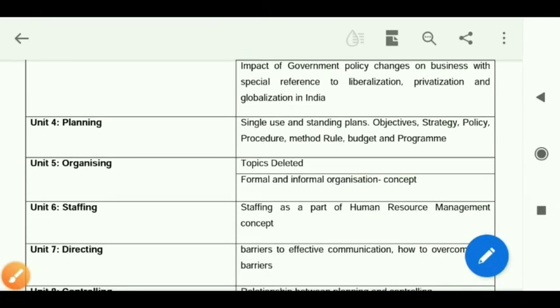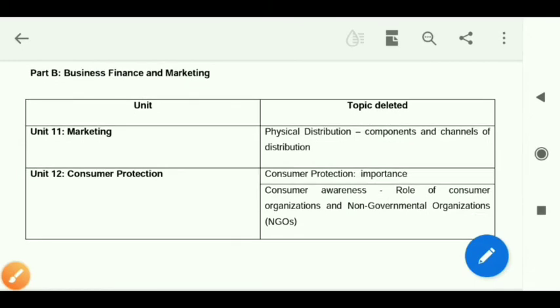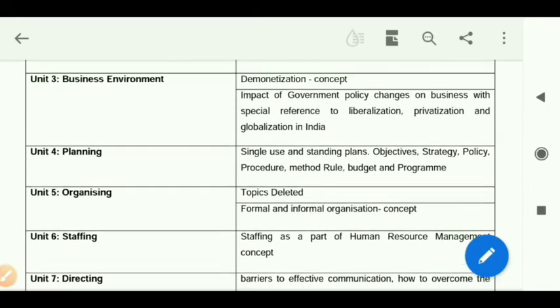Moving down, let's check what is in part B. In part B, changes have been made in chapter 11 and chapter 12. That means chapter 9 and chapter 10 are still intact. No portions over there have been deleted. Now let's have a look at the individual portions of the chapters.